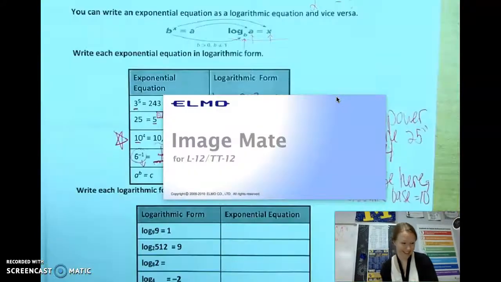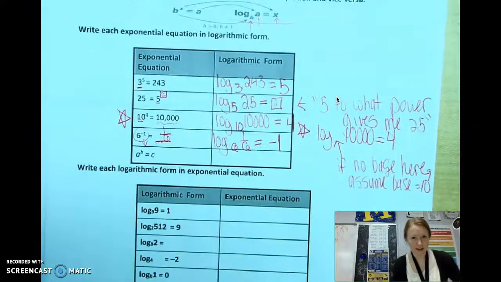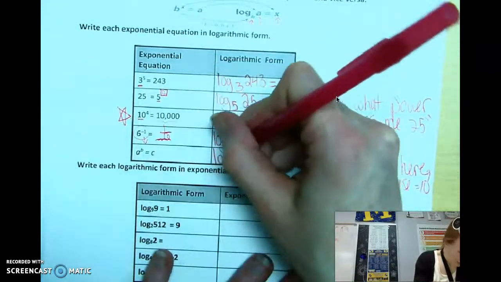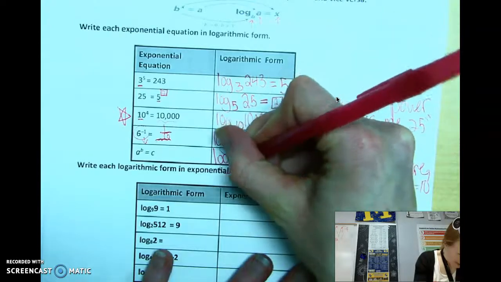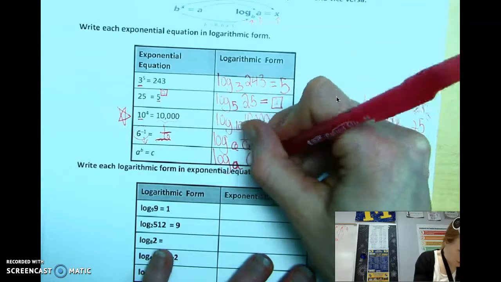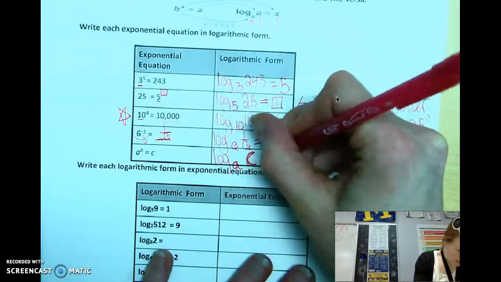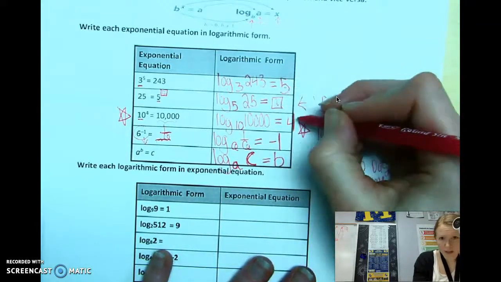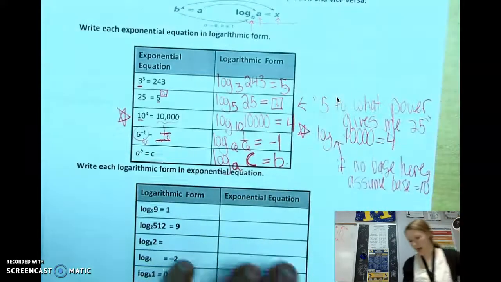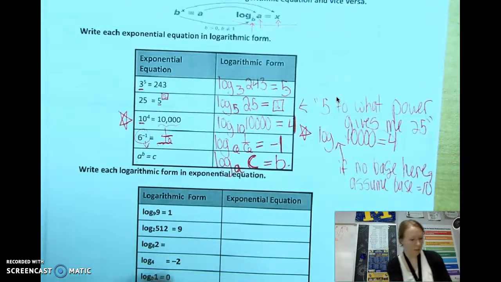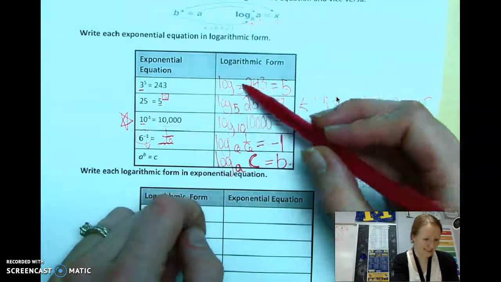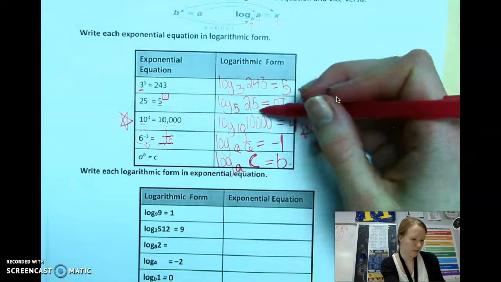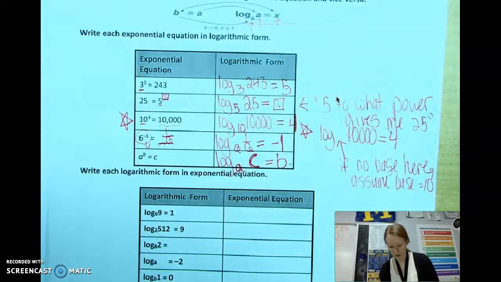And then we're going to continue with, once again, rewriting this. Our base is a, so we're going to have log base a. My answer is c, and then my exponent is b. So if you notice, whatever your exponent is, it's always by itself on the right-hand side of the equal sign. The base of your exponential expression is always going to be that bottom piece by the log. And then your final answer is the big number that's written on the side with the log.